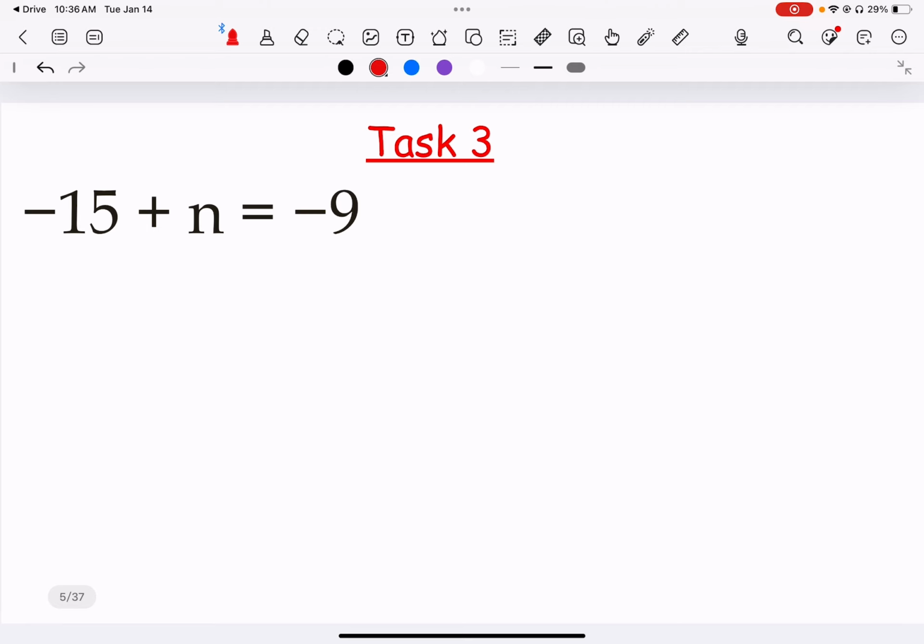Negative 15 plus n equals negative 9. To get rid of this negative 15, I'm going to do the opposite and add 15 to both sides. Negative 15 plus 15 is 0. So I'm just left with n. Negative 9 plus 15 is 6. So n is equal to 6.